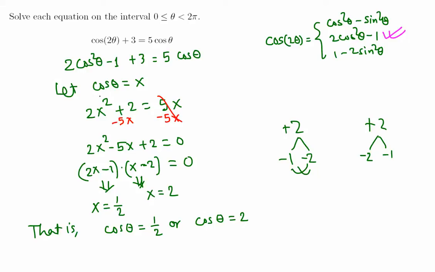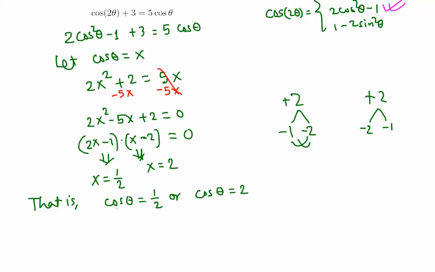In fact, you don't have to change cosine theta into x. We could have kept cosine all the way, but at the end of the day we get cosine theta equals 1/2 and cosine theta equals 2, and we know that cosine has a range of at most negative 1 to 1. So any number above 1 or below negative 1 is not in the range, so there's no solution, by the way.